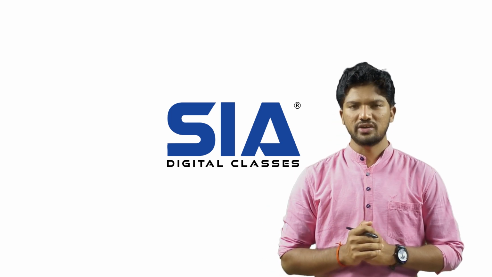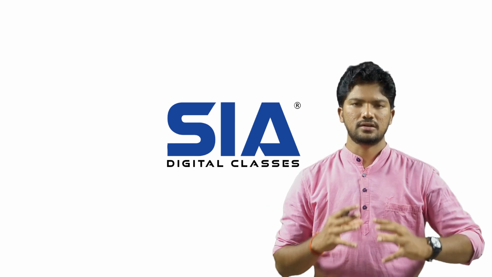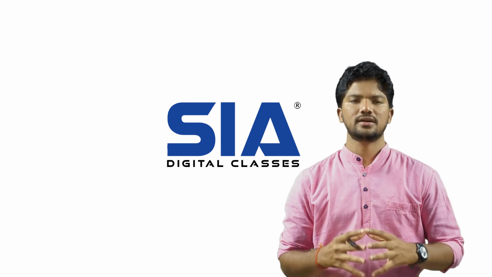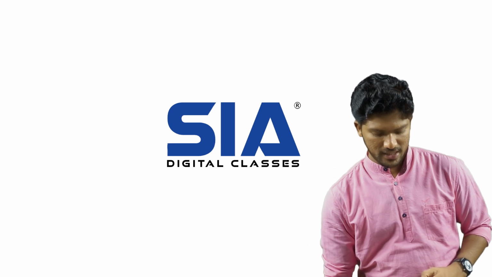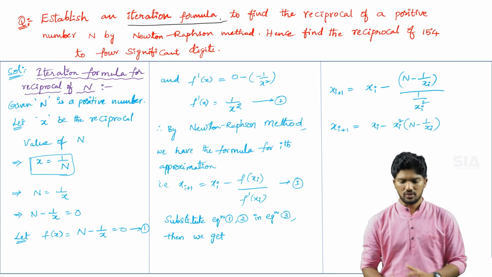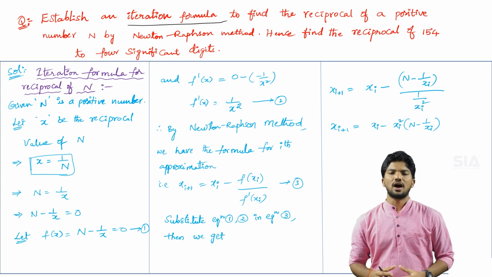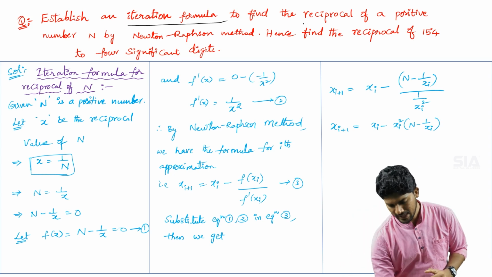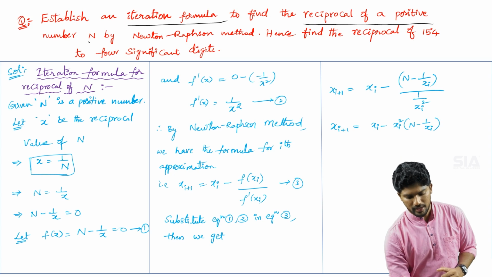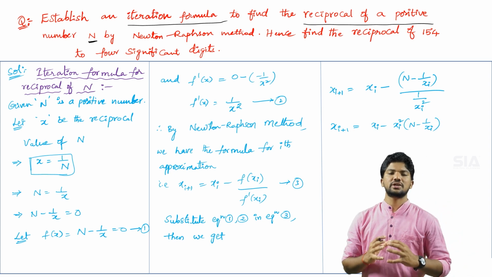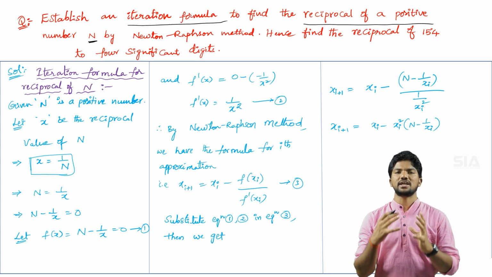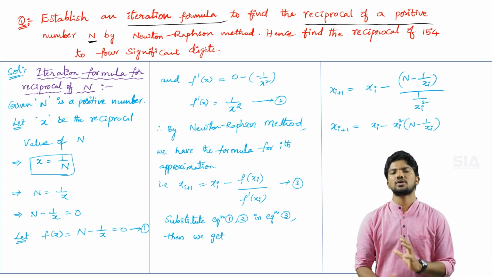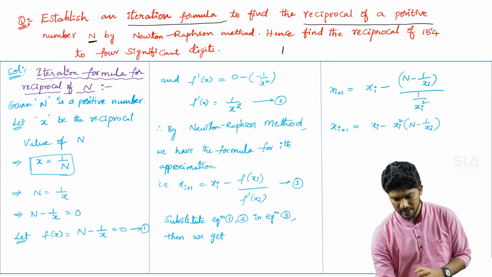In this lecture, we are going to discuss one of the important problems based on the Newton-Raphson method. Okay, see the statement of the problem first of all. Establish an iteration formula to find the reciprocal of a positive number capital N by using the Newton-Raphson method. Here, the positive number is capital N.